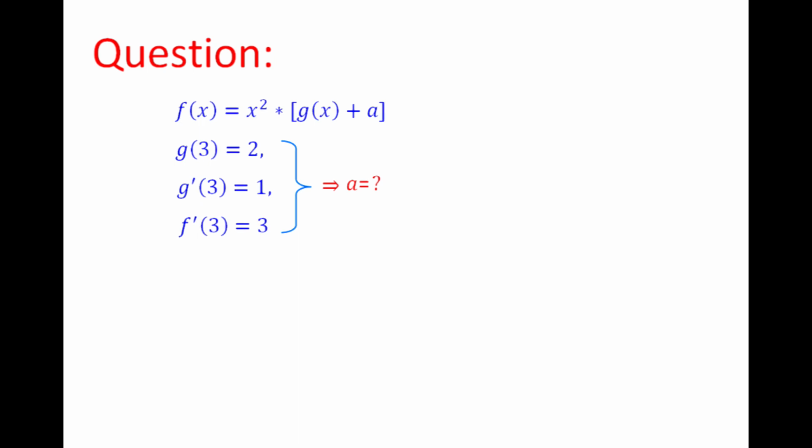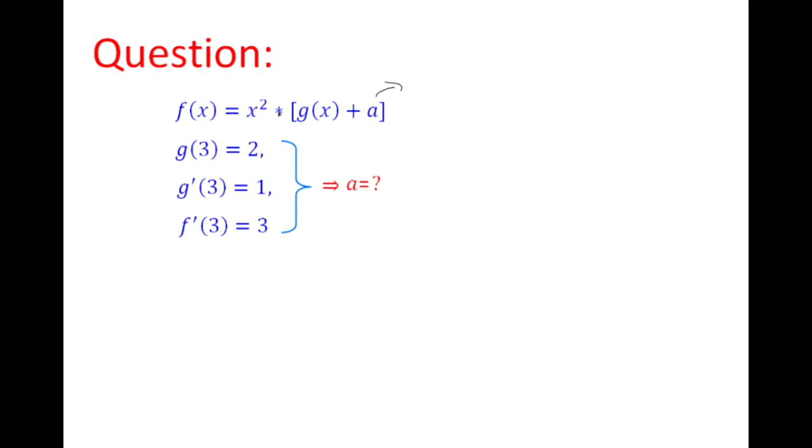f of x is given to us in this question as x squared times, in parentheses, g of x plus a. Here a is a constant value that we don't know yet, and g of 3 is given as 2, g prime of 3 is given as 1, and f prime of 3 is given as 3. In this case, what is the value of a?